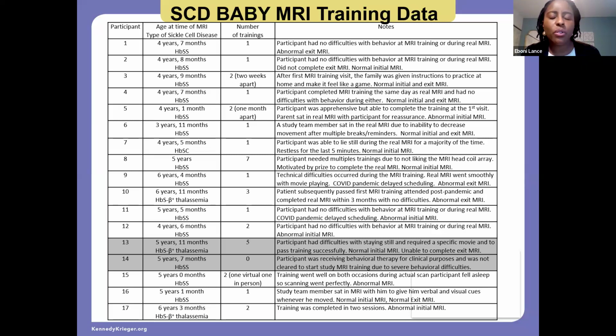So we're up to about 17 patients who have gone through the MRI training. Of those patients, only 2 were unable to complete their initial and exit study MRIs. One patient had severe behavioral issues and severe developmental delays and was not able to do the training. The other patient had language delays and some behavioral issues, was able to complete the training and do the initial MRI, but basically refused to do the exit MRI a few years later. And so you can see here that most of the patients are able to complete the MRIs with just 1 or 2 times training.